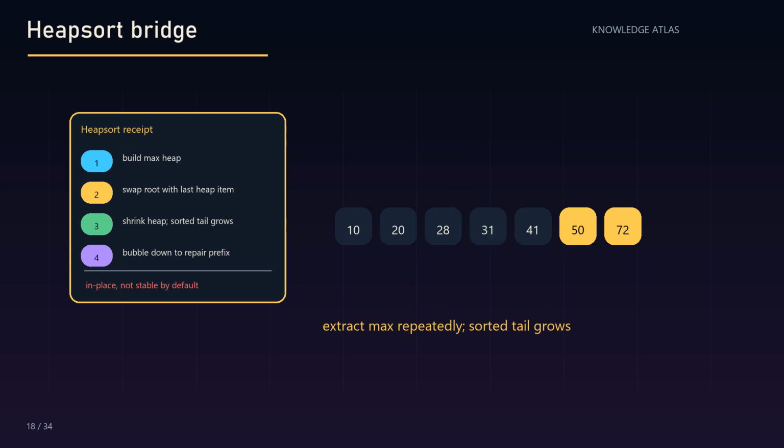Heapsort uses the heap as a bridge to sorting. Build a heap, repeatedly move the maximum to the sorted tail, then restore the heap on the remaining prefix.